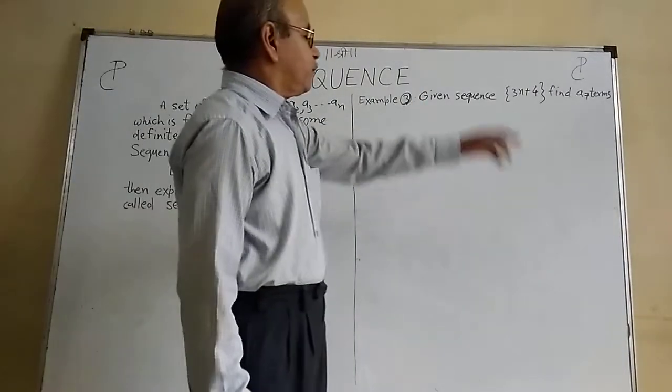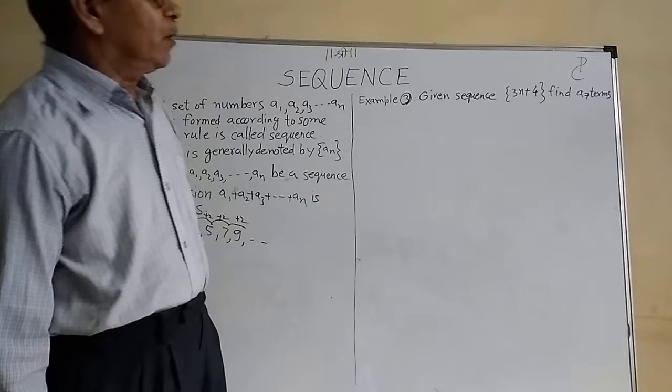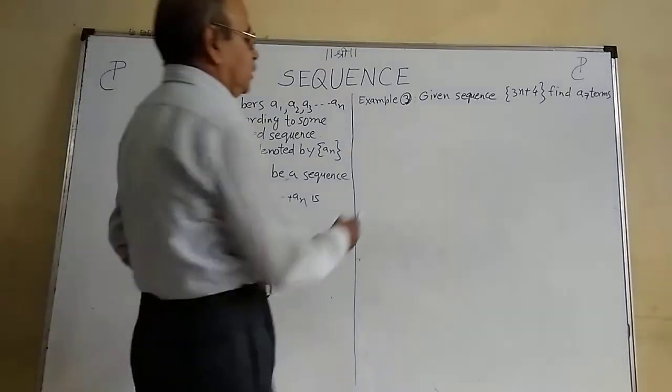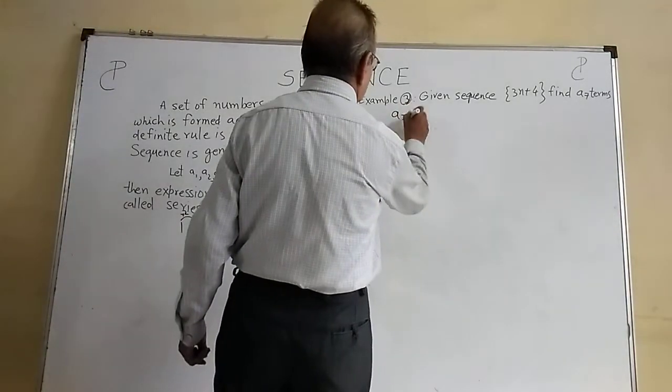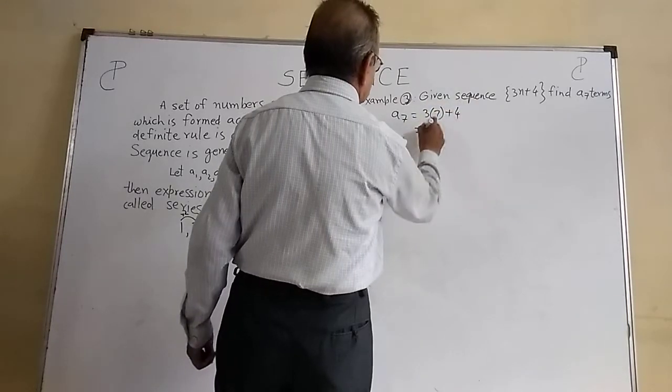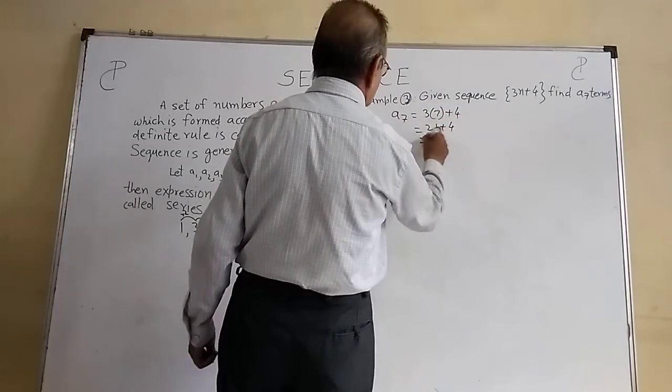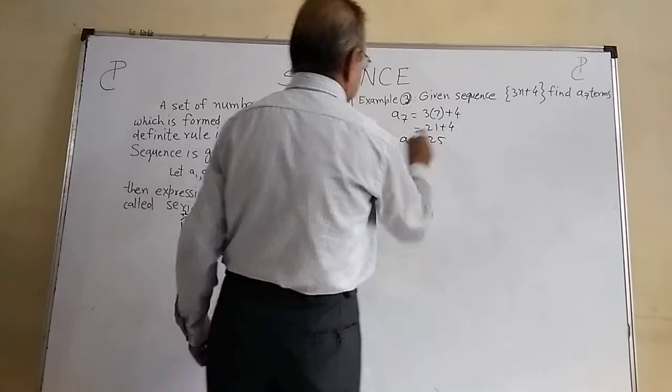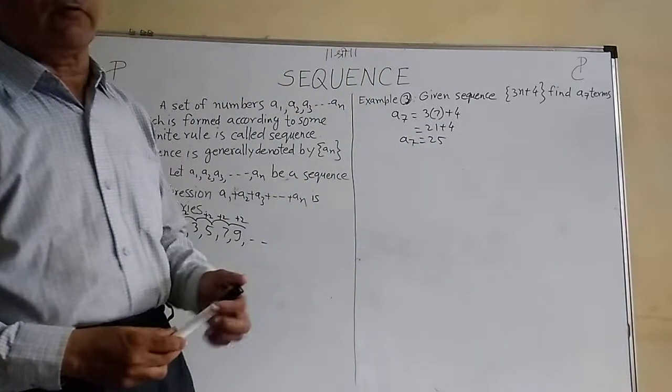Here the given sequence is 3n plus 4, find the 7th term. Here we have to find a7, that is 3 into 7 plus 4, which is 21 plus 4, which is 25. So a7 is equal to 25.